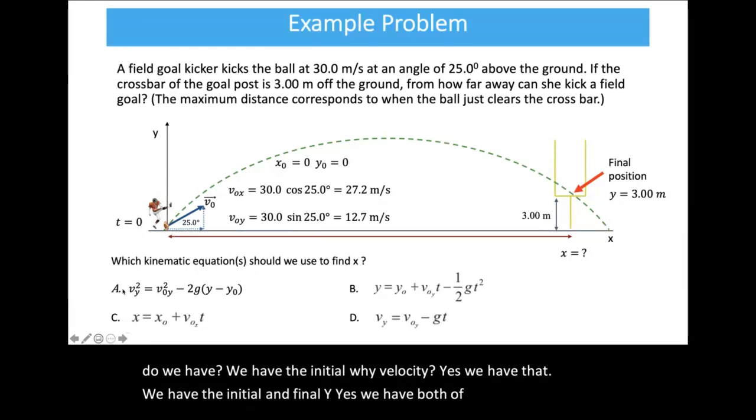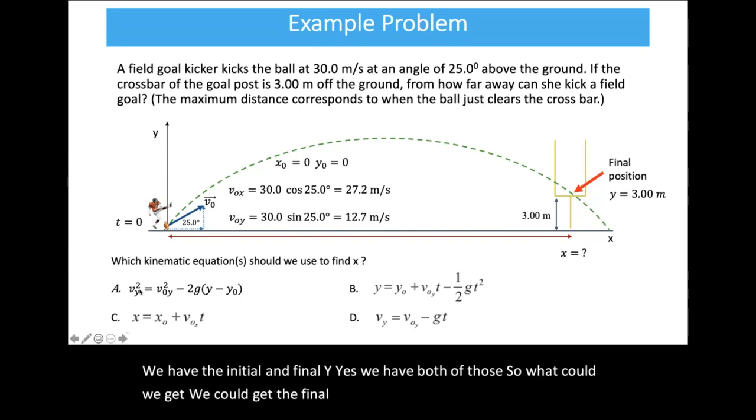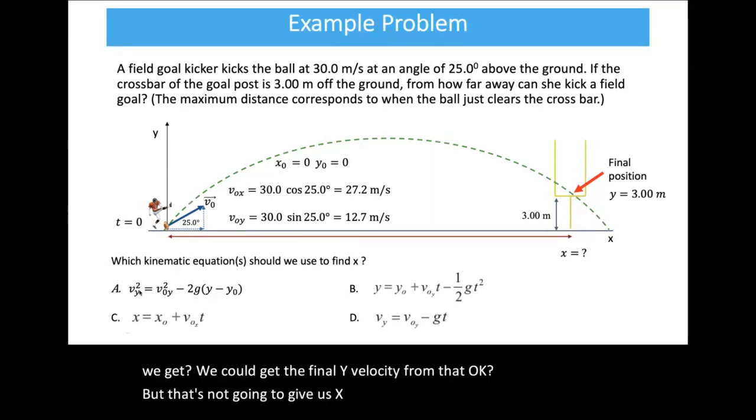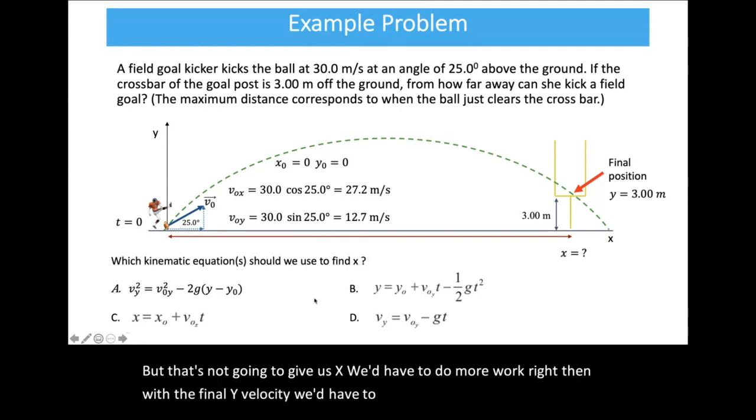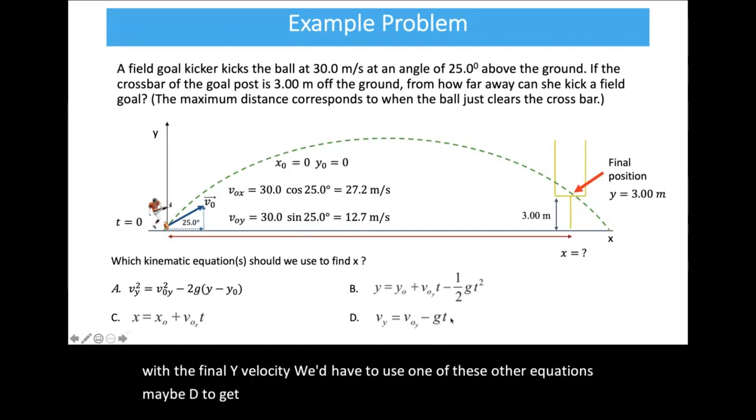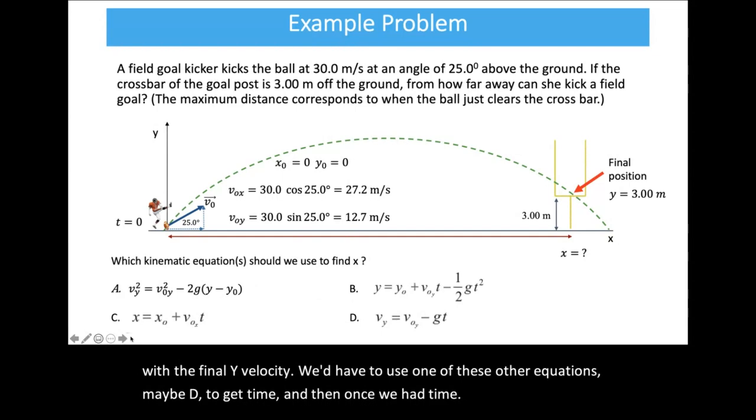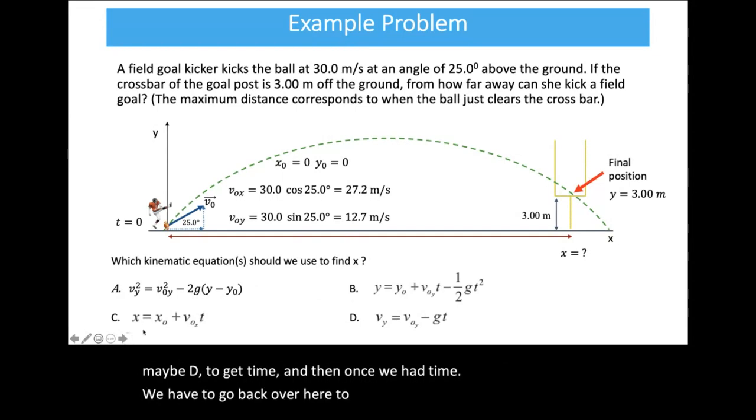So what could we get? We could get the final y velocity from that. But that's not going to give us x. We'd have to do more work. Then with the final y velocity, we'd have to use one of these other equations, maybe d, to get time. And then once we had time, we'd have to go back over to c to get x. That would work. That's 3 steps.